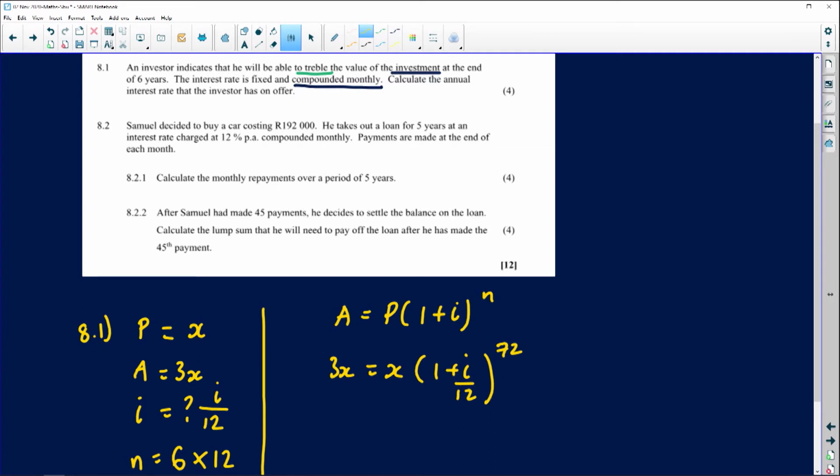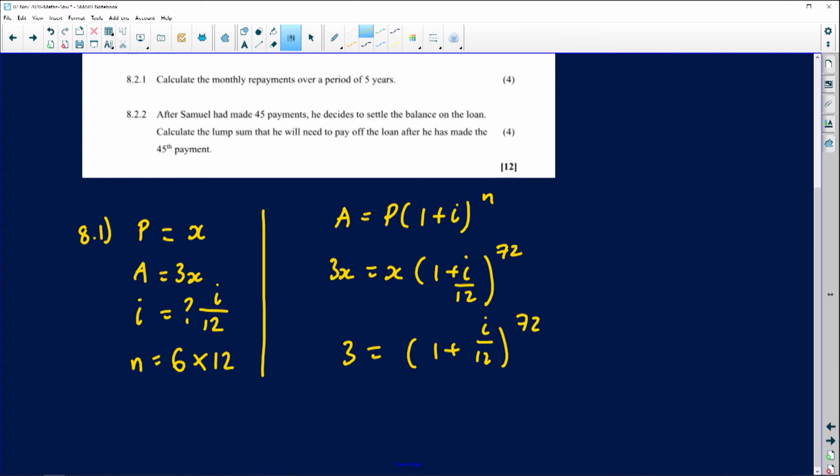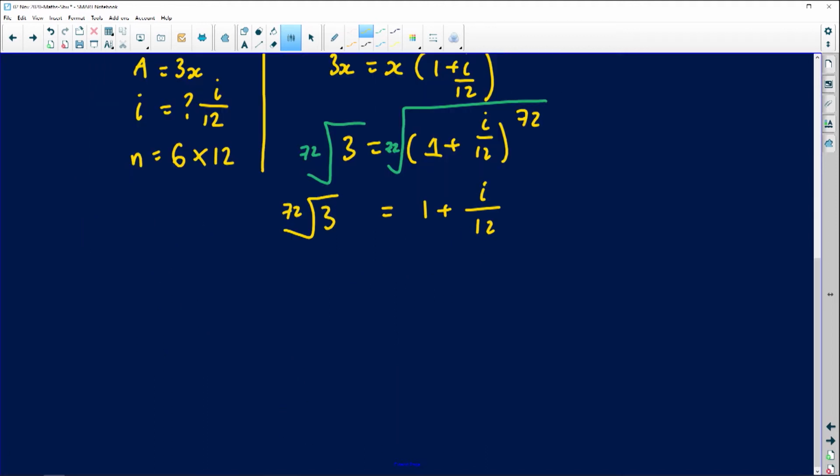Now, if you divide both sides by x, you end up with 3 is 1 plus I over 12 to the power of 72. And then you can tell me what must go now. We can't obviously remove the 1. It's locked by the exponent. So we're going to take the root of 72 on both sides. So you take the 72 roots here. You also do the same on the left-hand side. That is going to remove the power 72 on the right hand side, leaving you with 1 plus I over 12 is the 72nd root of 3, which is a very terrible number.